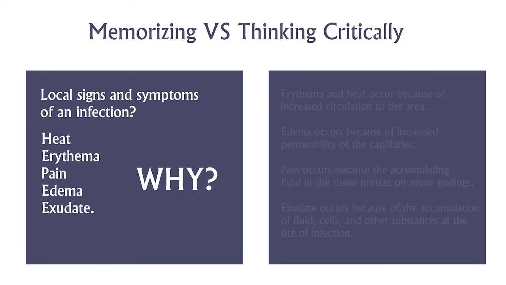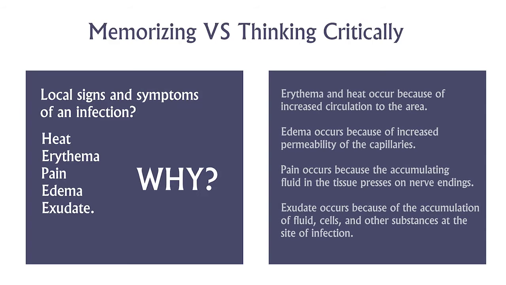You see, in a local infection, erythema and heat occur because of an increase in circulation to the area. Edema occurs because of an increased permeability of the capillaries. Pain occurs because of the accumulation of fluids in the tissues that is putting pressure on the nerve endings. And exudate occurs because of the accumulation of fluid, cells, and other substances at the site of the infection.